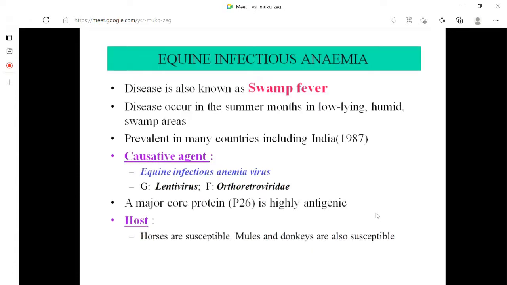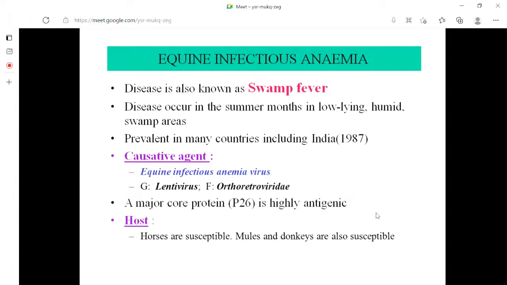Now coming to the second infection, equine infectious anemia. Almost in the 18th century, this disease was detected in France, and later in the rest of the European continent and the Middle East, and even in India the disease incidence was recorded in 1987.